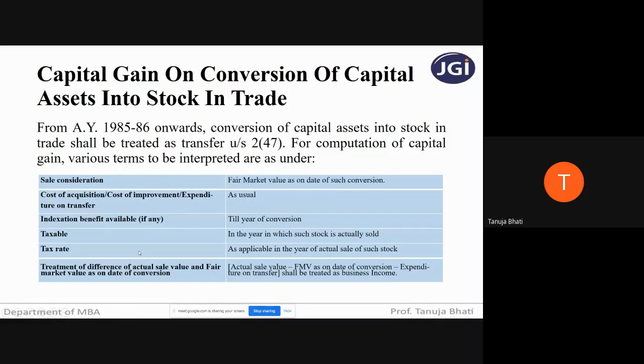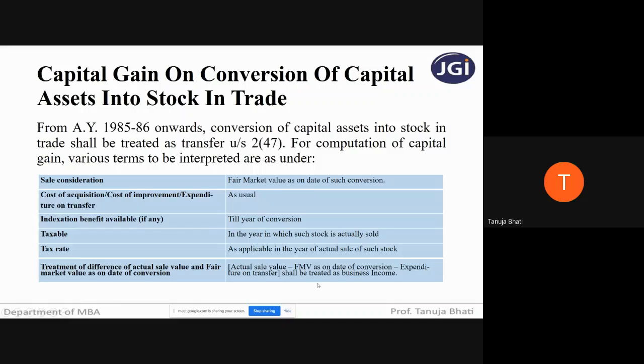Now, when you're selling the stock, it is nothing but your unsold goods. So when you're selling the stock, obviously there is going to be a business income also. So treatment of the difference of actual sale value and fair market value as on the date of conversion: suppose you're selling the stock at 50,000 and the fair market value as on the date of conversion is 40,000. So the difference will be your business income. So remember, your business income will arise when you're selling the stock, because stock is related to your business. It is not a capital asset anymore.